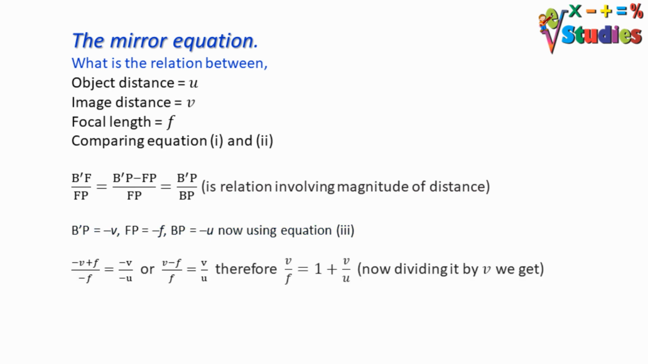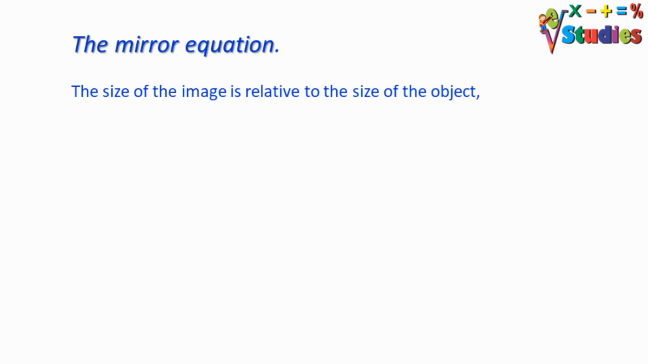Now if we use equation 3 here, negative v plus f divided by negative f is equal to negative v upon negative u, or v minus f upon f is equal to v upon u. And therefore v upon f is equal to 1 plus v upon u. Now students, if we divide both sides by v, we get 1 upon f is equal to 1 upon v plus 1 upon u, and this relation is known as the mirror equation.